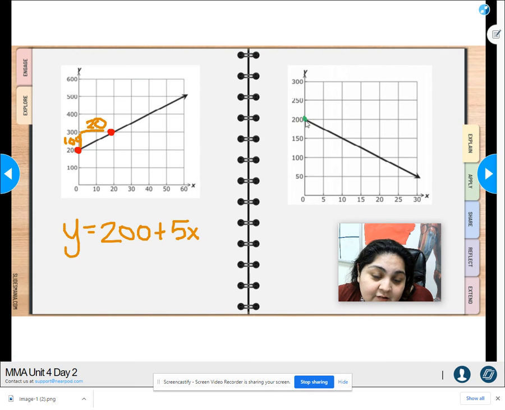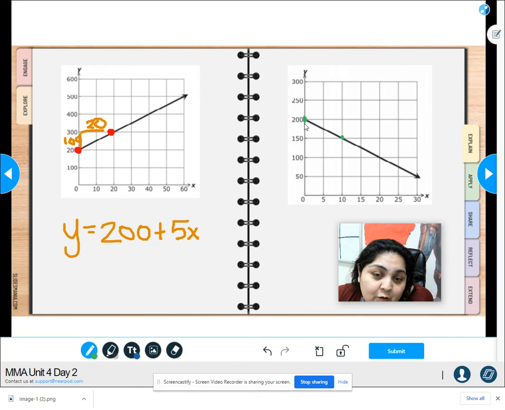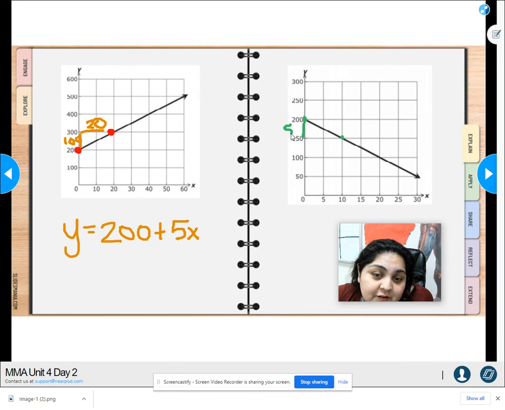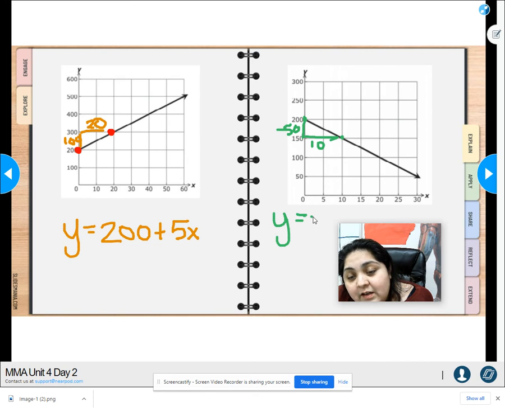This one right here is at 200. This one's here, so that's 150. That's 50 that it went down, and then went over to 10. So when I divide them, I'm going to get negative 5. So y equals negative 5x plus 200.